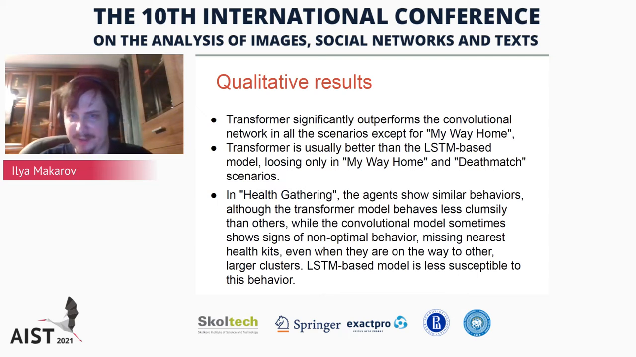So in health gathering, the agents basically show similar behaviors. Also, the transformer model behaves less clumsily than others. The convolutional model sometimes shows some kind of non-optimal behavior, missing the nearest health kits, even if they are directly on the straight line where we are going. And the LSTM-based model is less susceptible to this behavior, but still, overall performance is quite close to each other.